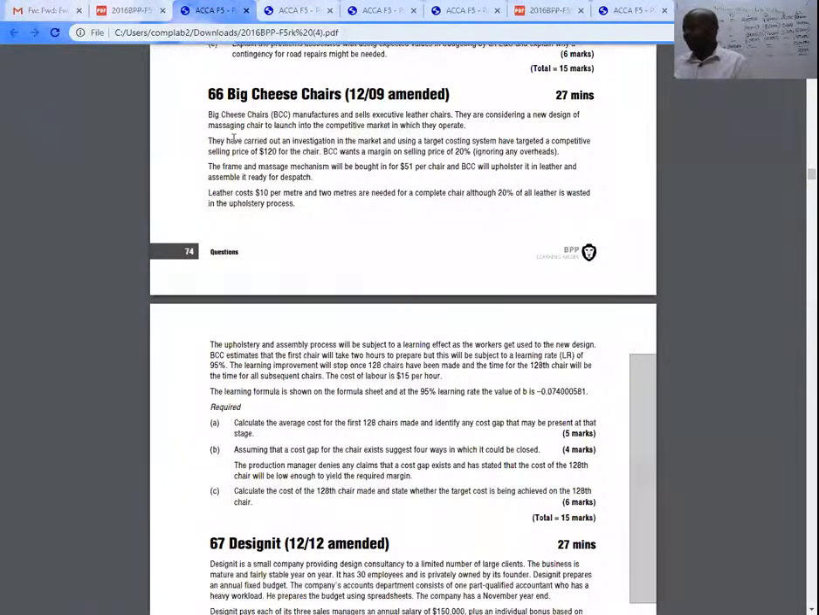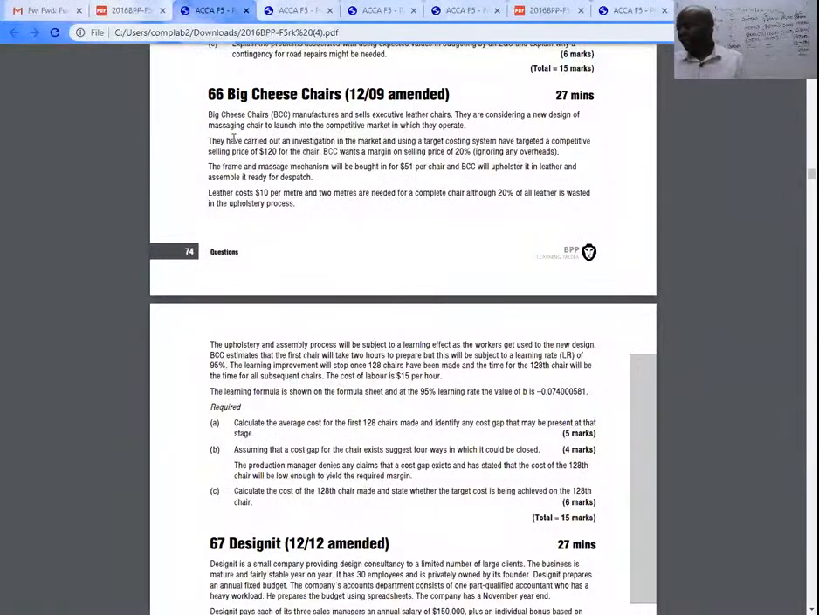The frame and massage mechanisms will be bought in for $51 per chair, and BCC will upholster it in leather and assemble it ready for dispatch. Leather costs $10 per meter, and 2 meters are needed for a complete chair, although 20% of all leather is wasted in the upholstery process.